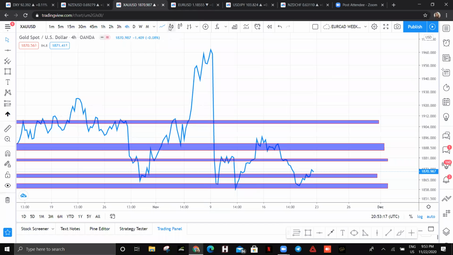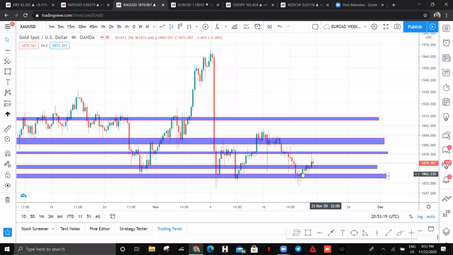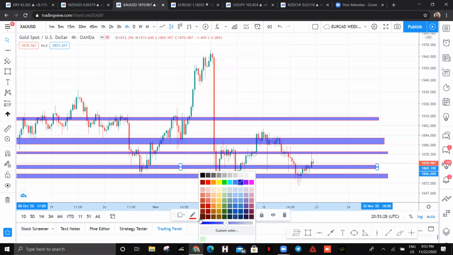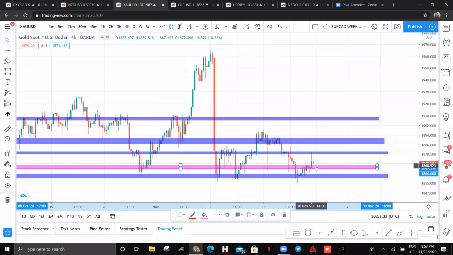So let me change it to candlestick, and you see what price did here. If price actually breaks this zone here, let me change the color. If price breaks this pink zone where it is currently sitting, where it's coming is here, 1861, as price closed at 1870. So if it breaks there, it's coming down to this level.